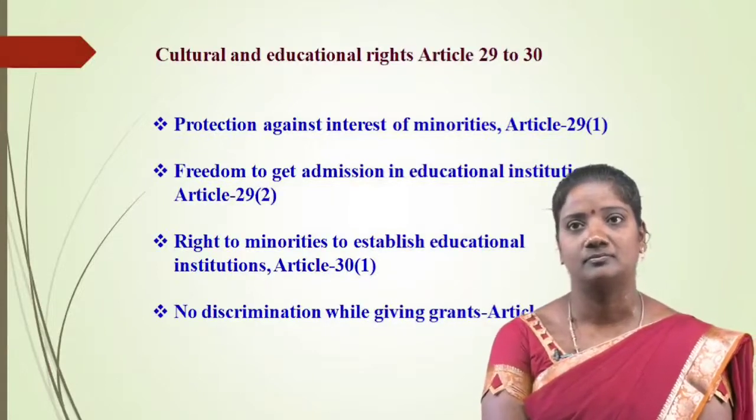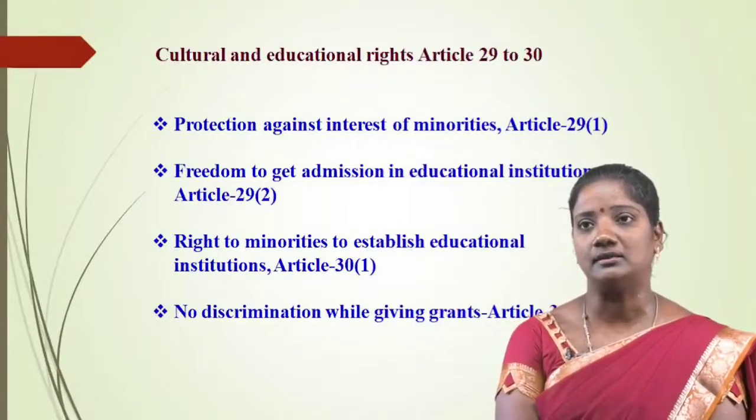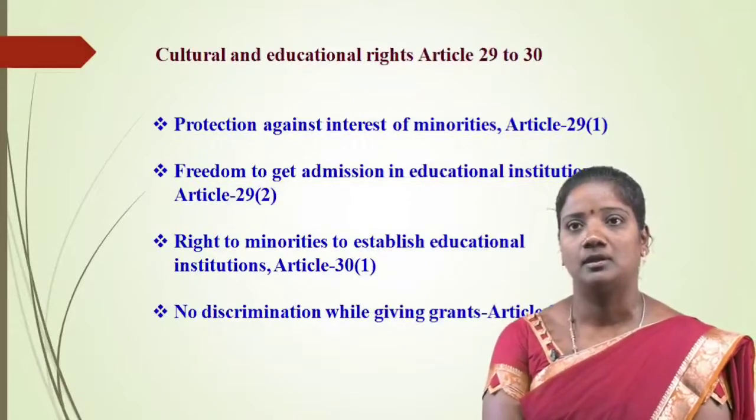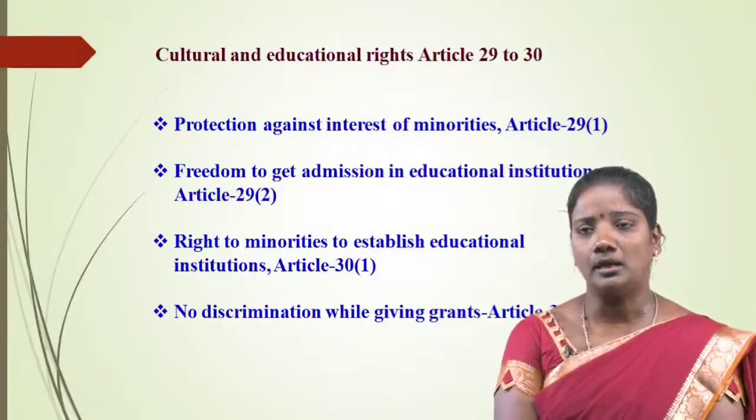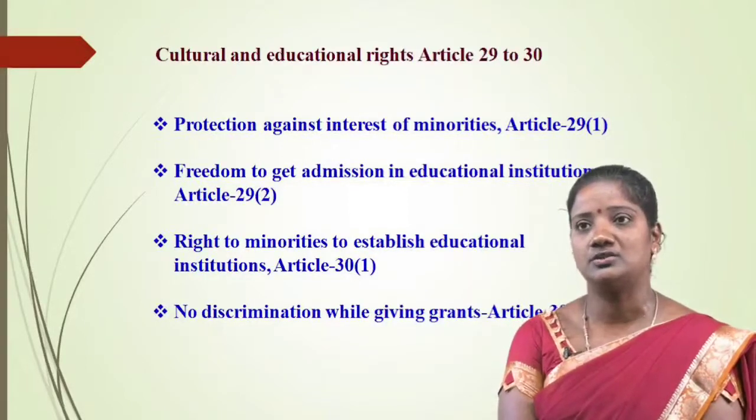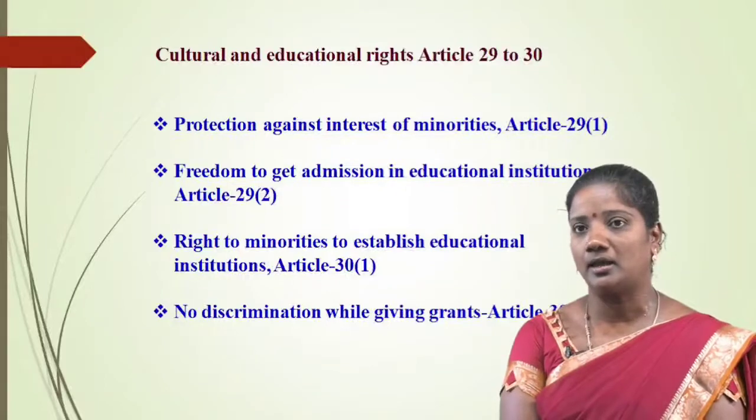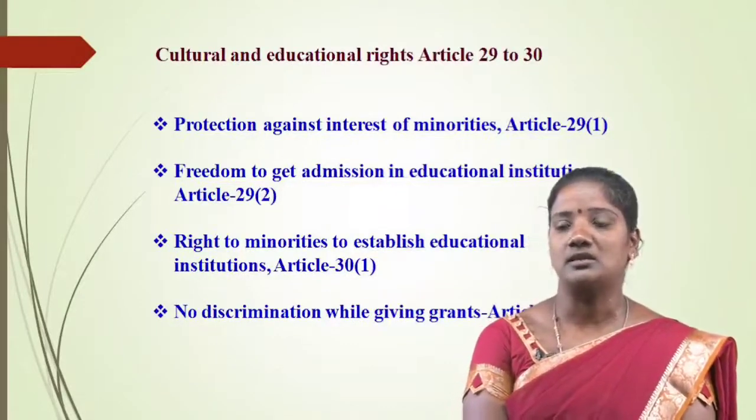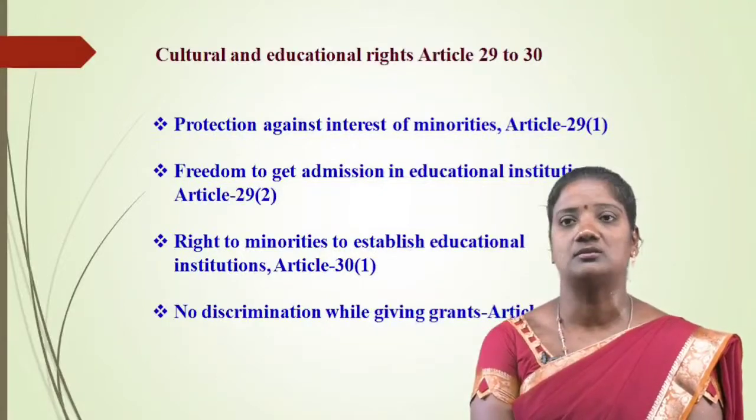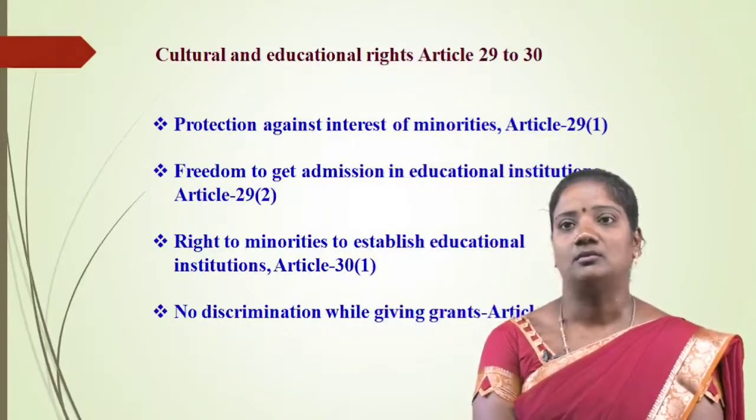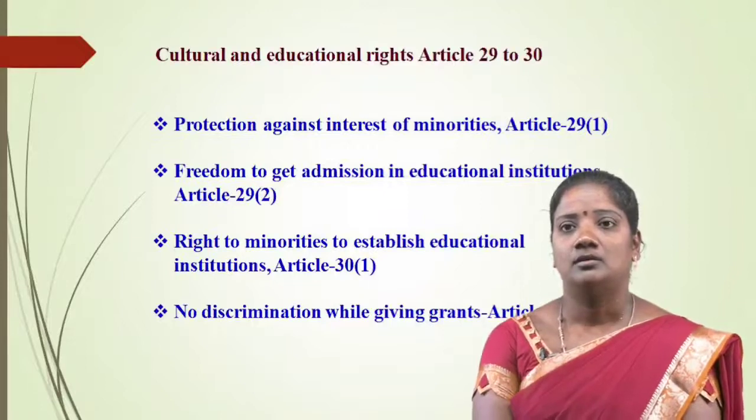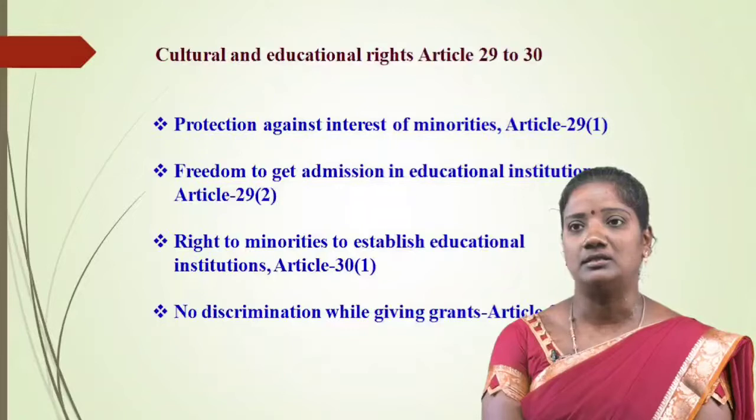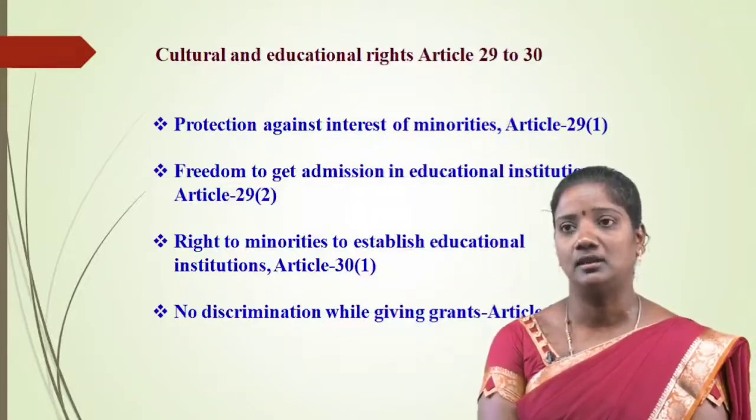Protection against the interest of minorities, Article 29(1). Freedom to get admission in educational institutions, Article 29(2). Right to minorities to establish educational institutions, Article 30(1). No discrimination while giving grants, Article 30(2).